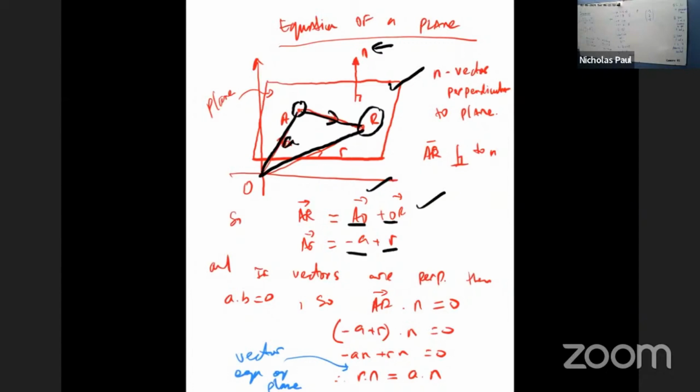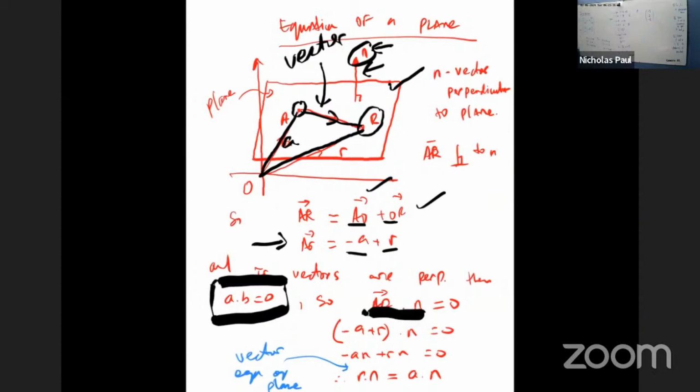All right? So now here's what we know. If we know a vector on the plane, that's a vector on the plane, right? AR. And we know that that vector is perpendicular to n. What we know about perpendicular vectors, right? If vectors are perpendicular, then we know that its dot product is 0. All right? That's it. Just multiply AR by n, make it equal to 0, and you're good to go.